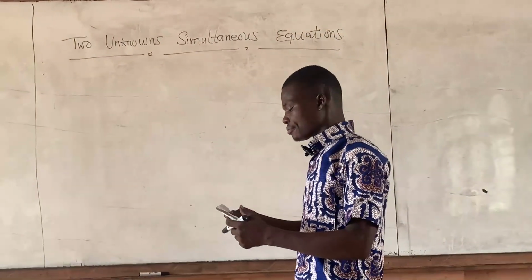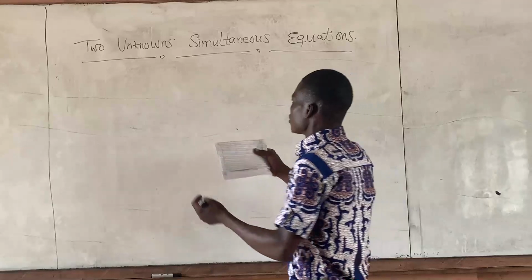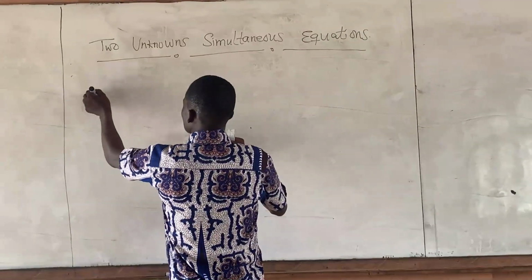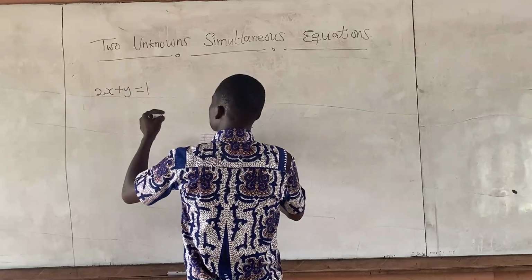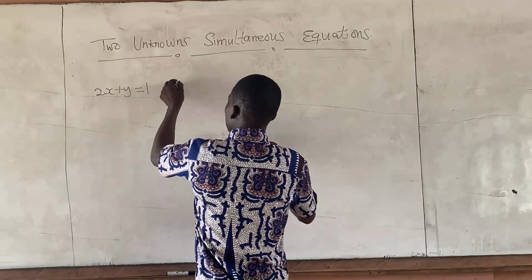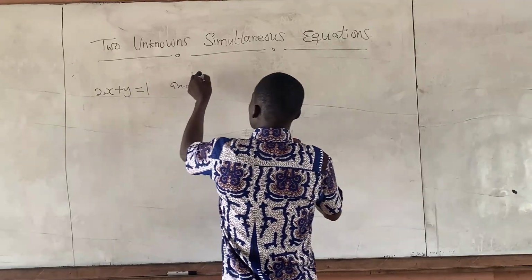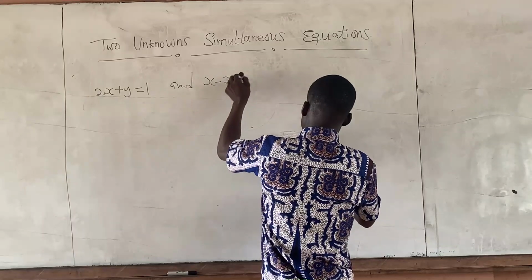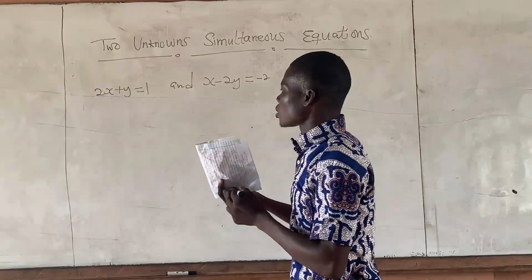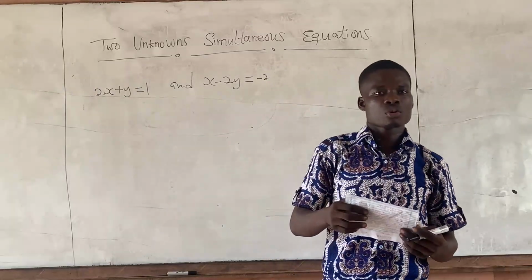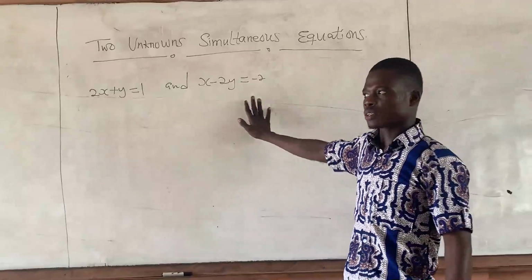So now we have 2x plus y equal to 1 and x minus 2y equal to negative 2. We are to solve these two equations simultaneously.